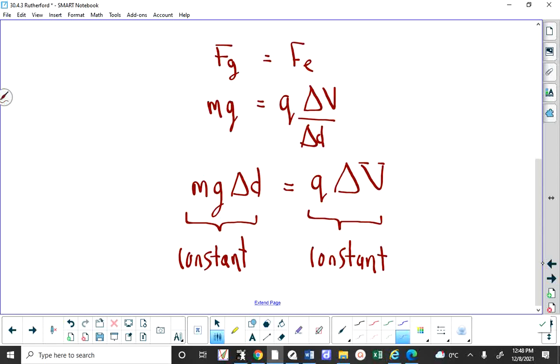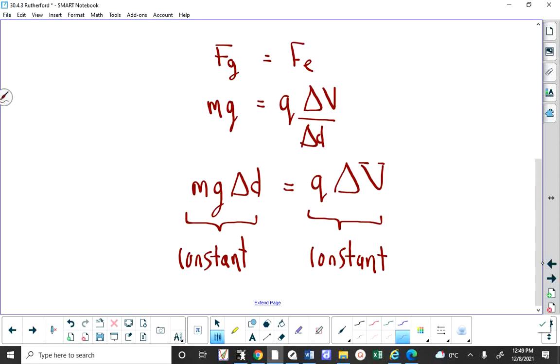This is a little subtle, but the left-hand side of this equation is constant because M is constant, and G is constant, and D is constant. The right-hand side of the equation is constant because if the charge is less, the voltage has to be greater. They're going to change in such a way as to produce a constant product. They're both changing, but if one gets bigger, the other gets smaller.